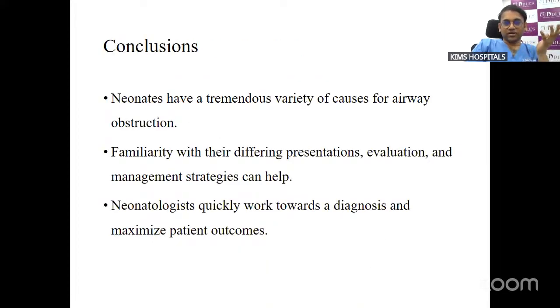To conclude, neonates have a tremendous variety of causes of airway obstruction. The majority of cases might be missed because of the lack of availability of direct laryngoscopy and bronchoscopy. Familiarity with these different presentations, evaluation and management strategies can help in salvaging these babies, and neonatologists can work quickly toward the diagnosis and maximize patient outcomes. And one should plan a proper EXIT procedure if you find anything in the future that causes severe compromise. Thank you.